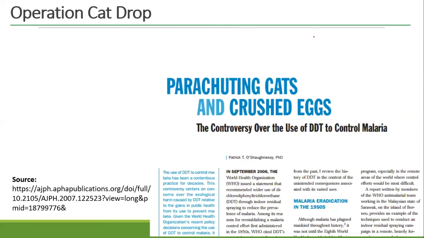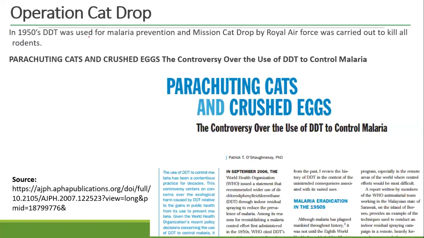Is it the first time that this has happened? No. Previously as well, in history, in the 1950s, there was some problem with DDT. This is one chemical that was used for malaria prevention, due to which Operation Cat Drop happened. Just imagine this, very interesting, right? Imagine cats being dropped with parachutes, every cat having a parachute and dropping on the earth. Sounds interesting, right? But the situation was very grim.